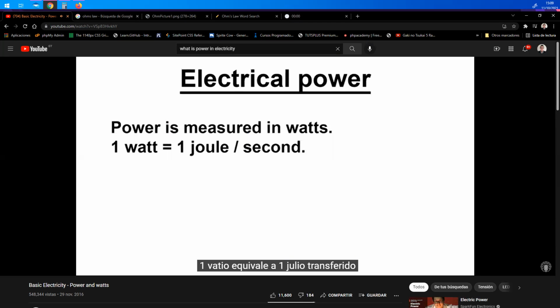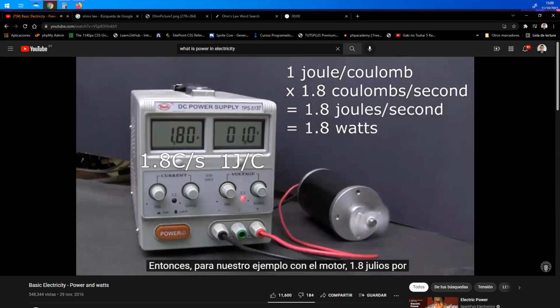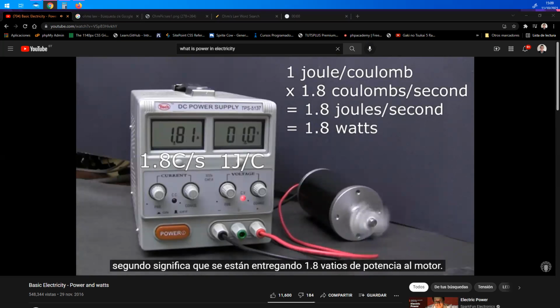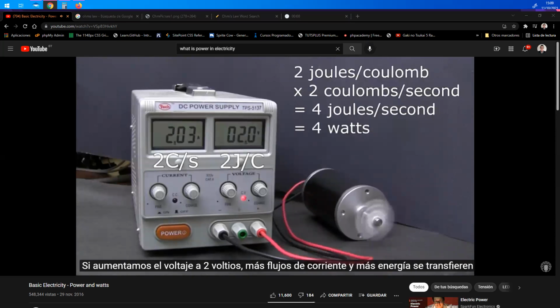1 watt is equal to 1 joule being transferred per second. So for our example with the motor, 1.8 joules per second means that 1.8 watts of power are being delivered to the motor. If we increase the voltage to 2 volts, more current flows and more energy gets transferred for each unit of charge. So now we're getting 4 joules per second, or 4 watts of power being supplied to the motor. Since more work is being done per second, the motor spins faster.